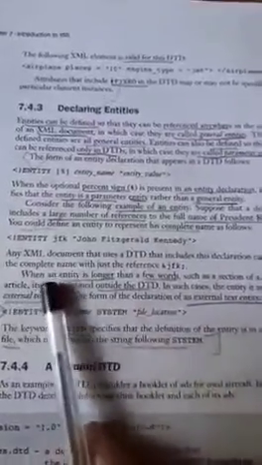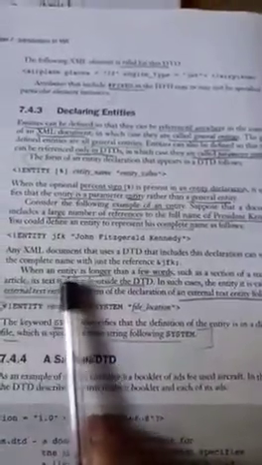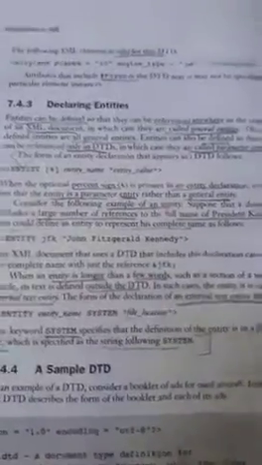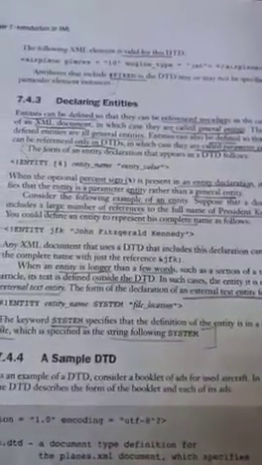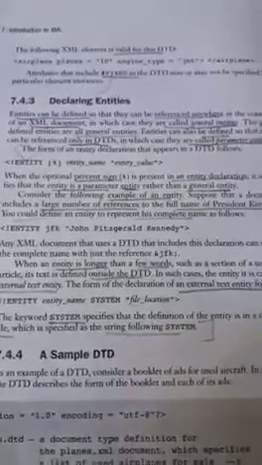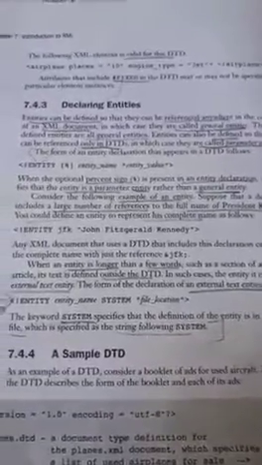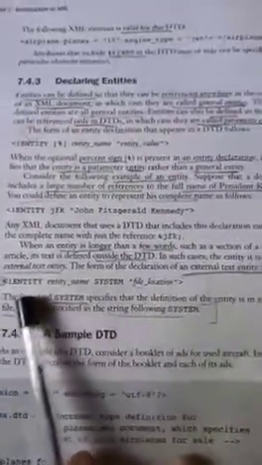When an entity is longer than a few words, such as a section of a technical article, this text is defined outside the DTD. So the one outside the DTD is called an external text entity. Here you have only three words, so you can define this like JFK. But in some situations, when an entity is longer than a few words, in the entity declaration you can specify a separate path, and the path name will be referred to in the entity declaration. So in such cases, the entity is called an external entity.